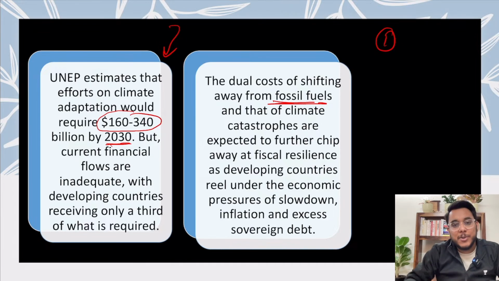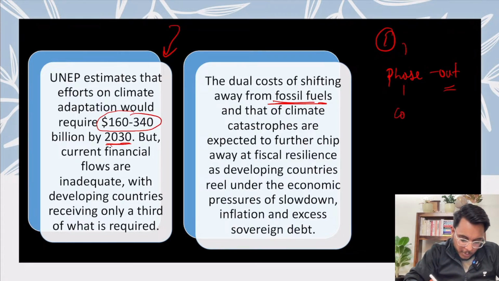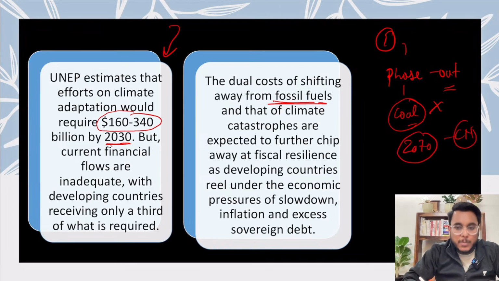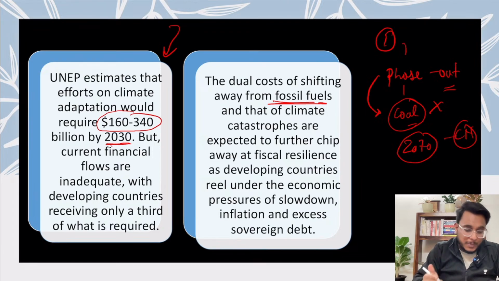For example, when we talk about India, India is being forced by the developed countries that India should adopt the phase out. Now, what is this phase out? Phase out is in the context of coal. They say India should abandon the use of coal entirely. Though India has already promised that by 2070 it will become carbon neutral, they say that even before that we need to phase out the coal. So the developing countries, first of all, have the burden that they need to shift away from the fossil fuels.